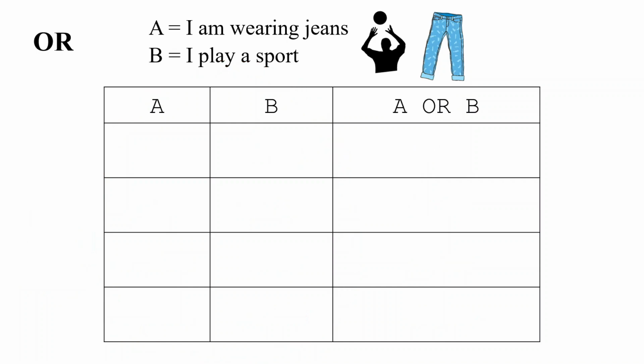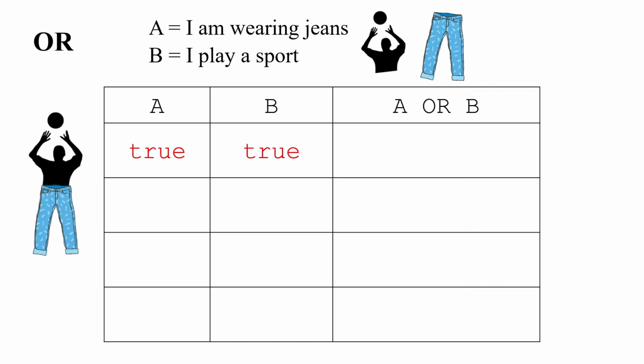Now let's look at an or. Same situation, A and B, true and true. Now, if I say in the class, I want you to stand up if you are wearing jeans or you play a sport, and you look around the room. If both of these things are true, is that person standing up?